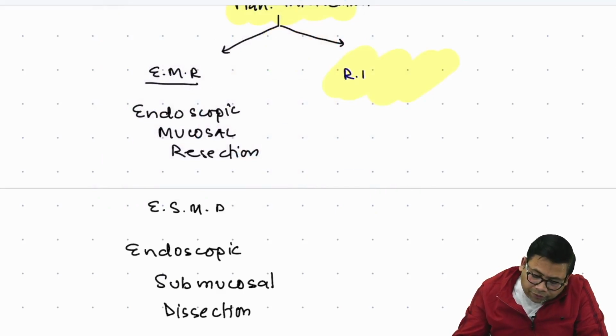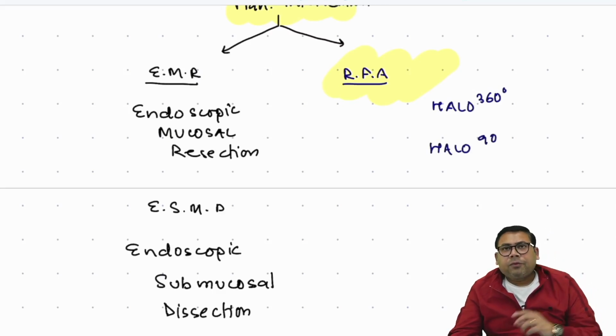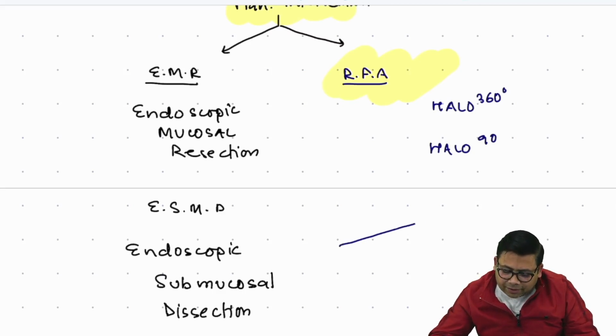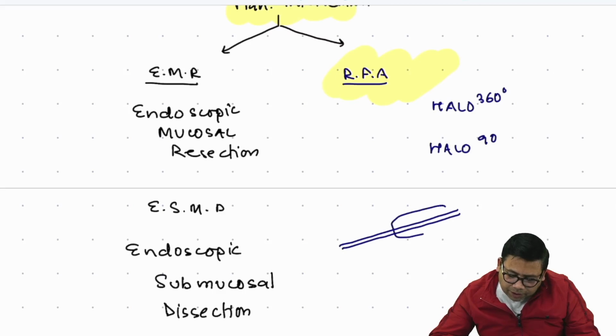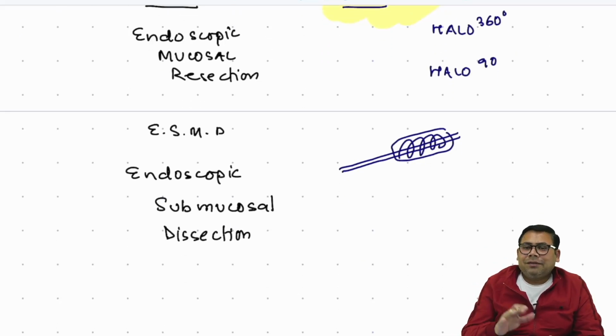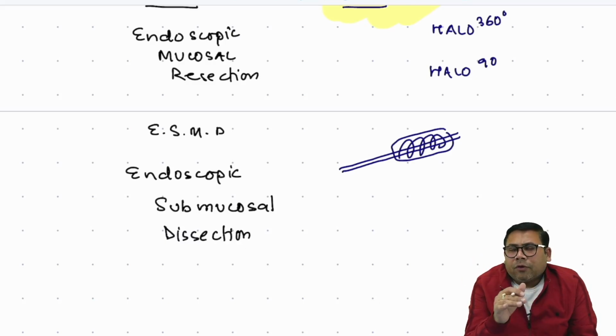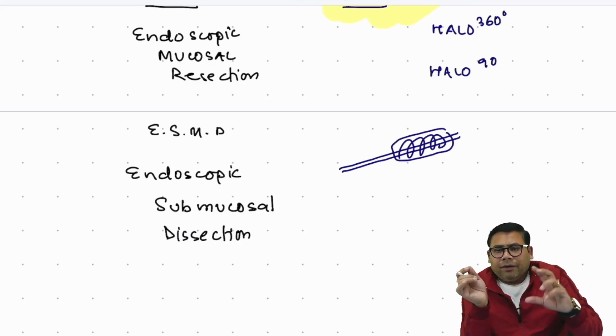So RFA, radio frequency ablation, and we have a device which is known as Halo 360 and Halo 90. So we have Halo 90 also and Halo 360, which are actually a device like a fiber which is having a glass bulb inside, and this has a 360 degree filament, this can ablate, or it is a 90 degree instrument designed to mount on the upper GI endoscope, and you can use it.